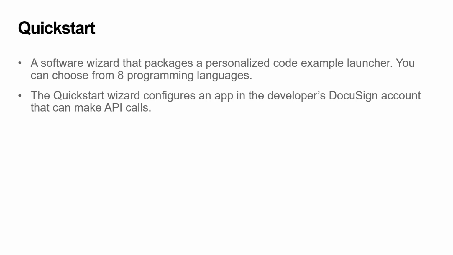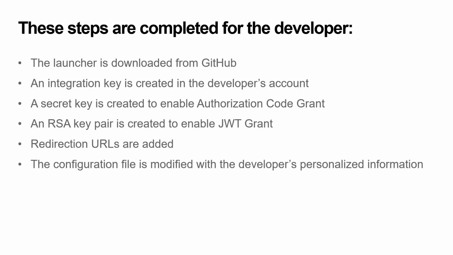Quickstart is a software wizard that packages a personalized code example launcher. You can choose from 8 programming languages. The Quickstart wizard configures an app in the developer's DocuSign account that can make API calls. When you follow the Quickstart wizard, these steps are completed for you.